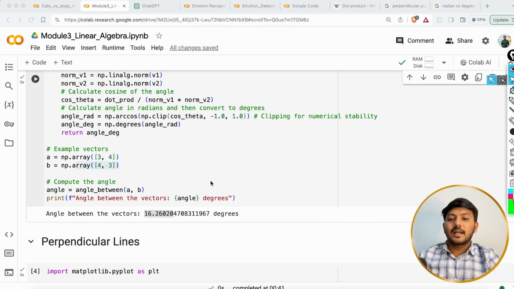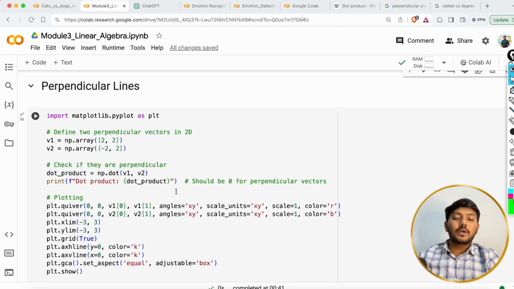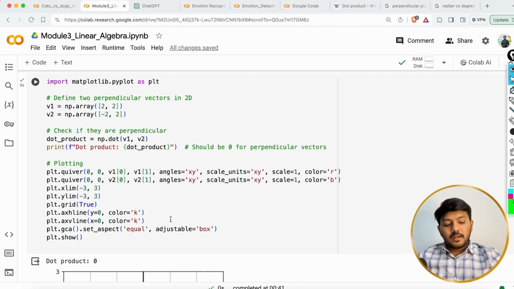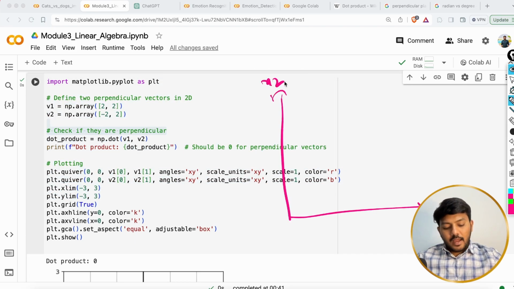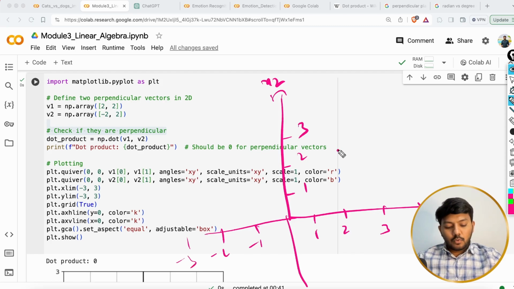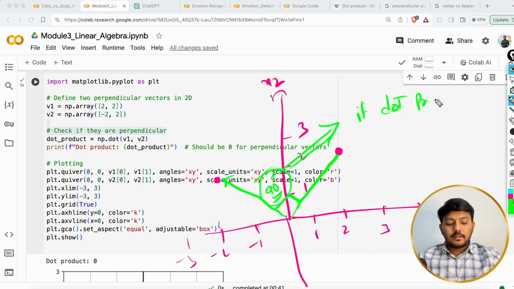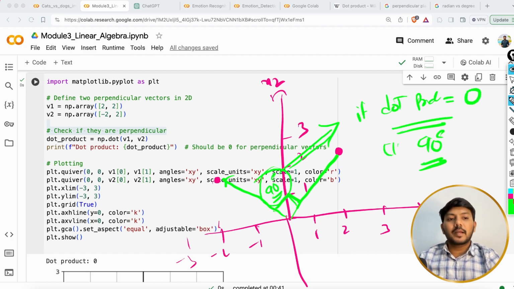Hopefully that is clear. Now let's understand when the dot product value is equal to 0. That means they are perpendicular lines. Now I have 2 points. Let's take this plane x1 and x2, with 1, 2, 3 and minus 1, minus 2 and minus 3. I have 2 comma 2 as a point, and minus 2 comma 2 as a point. If I connect these two points to the origin, the angle between them is 90 degrees. And how am I going to confirm this? If the dot product equals 0, then the angle between them is 90 degrees. That means they are perpendicular.